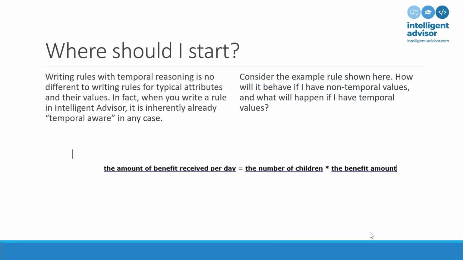Writing rules with temporal reasoning is no different to writing rules for any other kind of attribute. In fact, again, I want to reinforce this one more time. When you write a rule, it is inherently already temporally aware in any case. Consider the following rule shown here. How will it behave, whether I'm using temporal or non-temporal? So the amount of benefit received per day equals the number of children multiplied by the benefit amount. So if I have 2 children and the benefit amount is $5, 2 times 5 is 10. I will receive 10 as the amount of benefit per day.